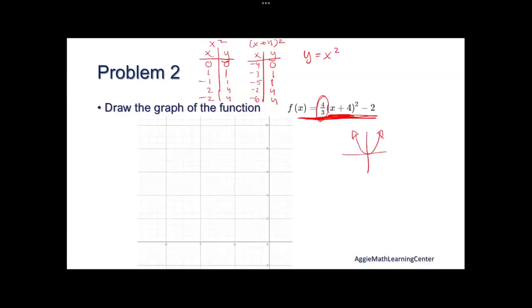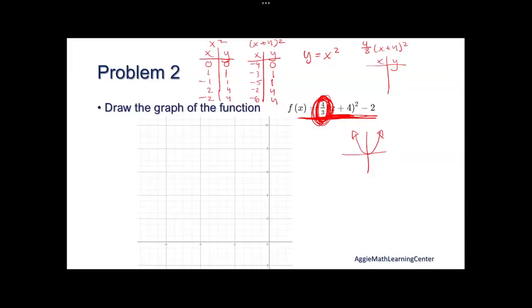Then I'm going to multiply by the scalar here. So now we have 4/3 times (x plus 4) squared. It's not inside with our x, so it's affecting the y coordinates, not the x coordinates.